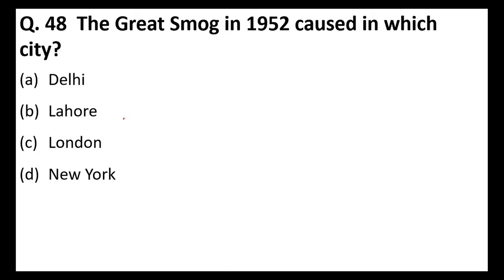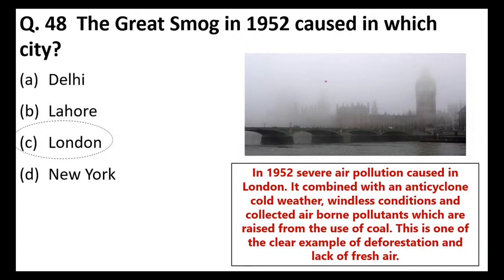The Great Smog in 1952 occurred in which city? Delhi, Lahore, London, or New York? The Great Smog, which occurred in 1952, happened in London. You also call it the London smog. See how the city of London is looking because of smog. Severe air pollution in London combined with anti-cyclone cold weather and windless condition. Windless condition is one reason, because if wind is blowing then it would take the particles in the air, but windless condition helps the smog to stay at the place.